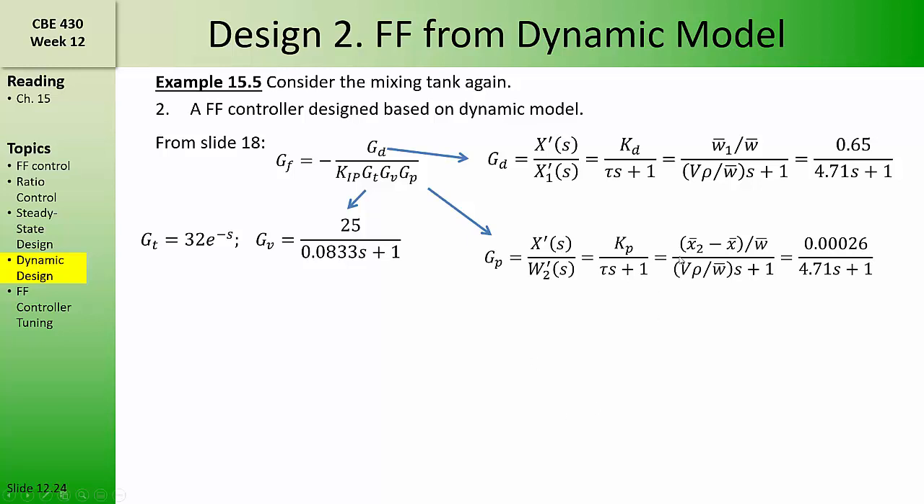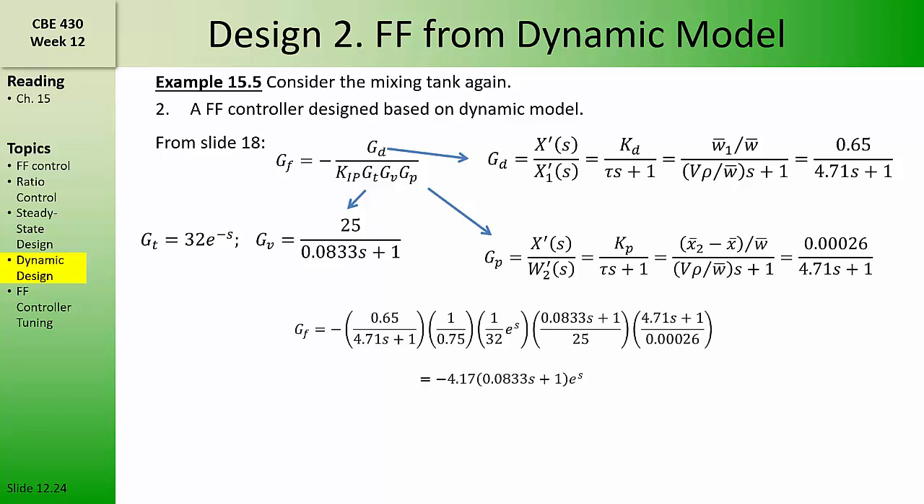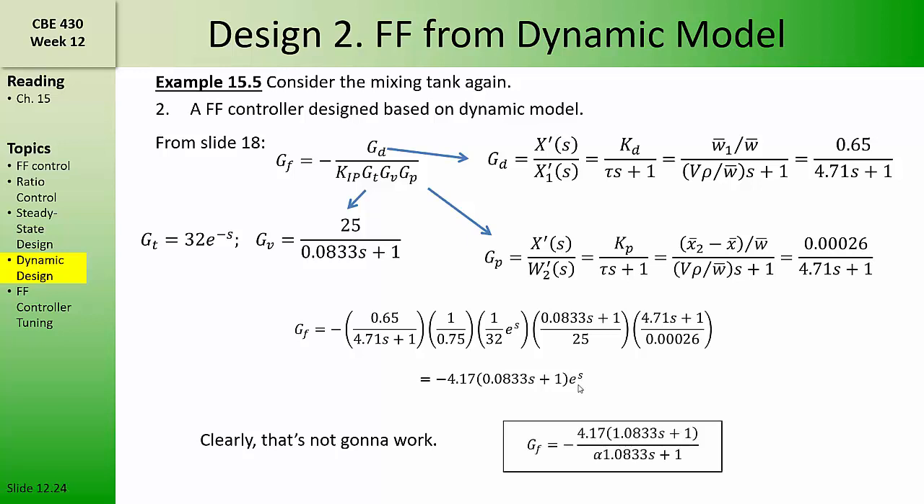We can find the gain and the time constant for GP from the dynamic material balances. Putting all of that together, we find that our GF should be designed with the following transfer function. Now clearly that's not going to work because we have a higher order numerator than we have denominator, and we also have the opposite of a time delay with a positive value in the exponent here. So we're going to have to do something else.